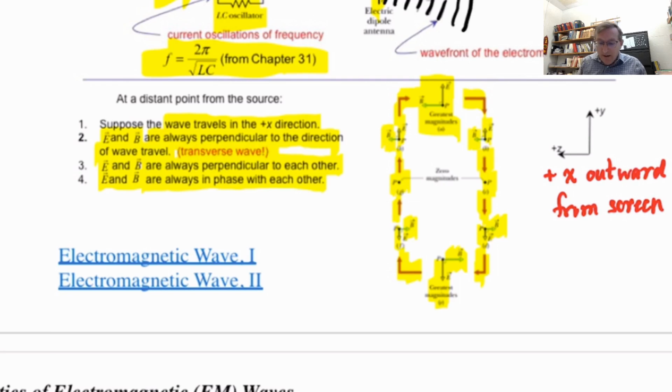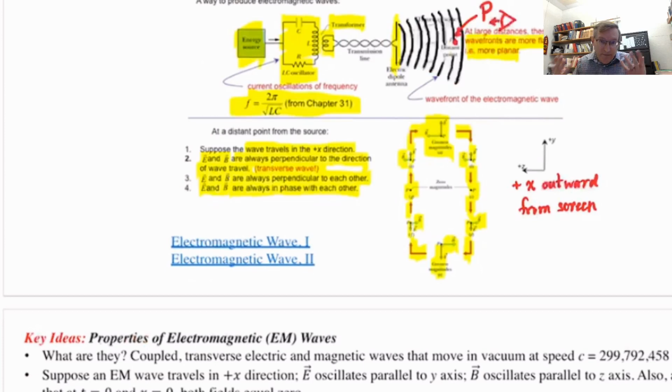Okay. All right, now what I want to do is I want to go to animations where we can have things changing with time and look at some electromagnetic waves in an animation. So I need to go to Wiley Plus.